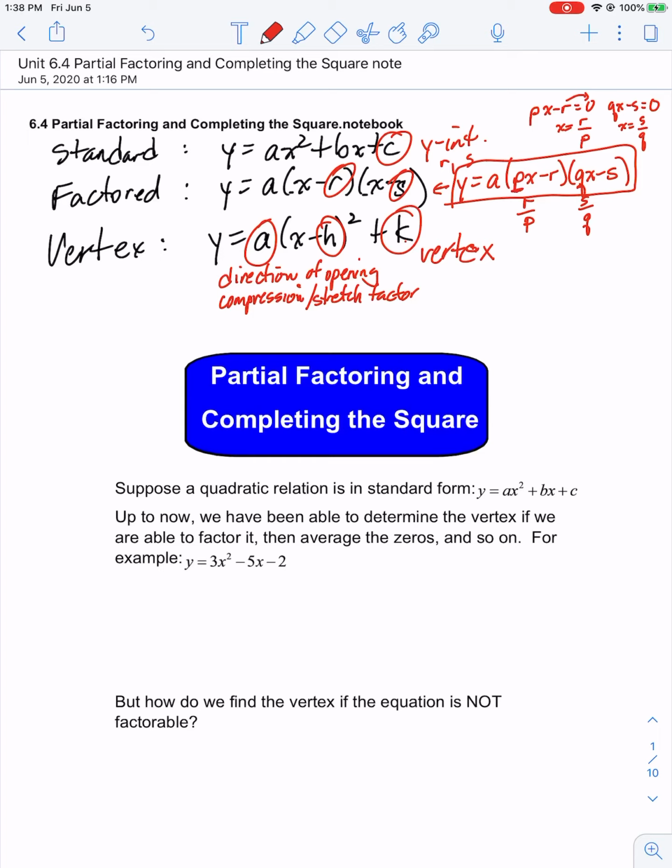The A value in vertex form will be the same as the A value in factored form, which is the same as the A value in standard form. We never look at this B.